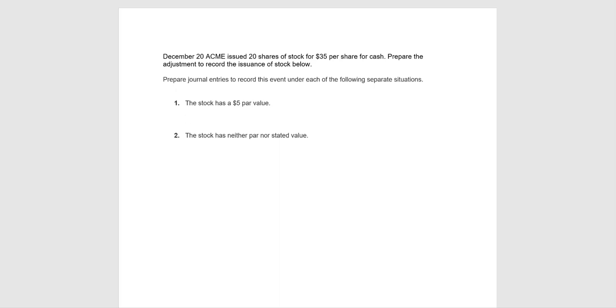In each case, on December 20th, we'll use 2016 since that's what we're doing in the case, the company is issuing stock for cash, okay? And if they're issuing stock for cash, our transaction is going to bring more cash into the company. So in both cases, we are going to debit cash, and to figure out how much cash, we are going to look at how many shares were issued and how much per share the company.